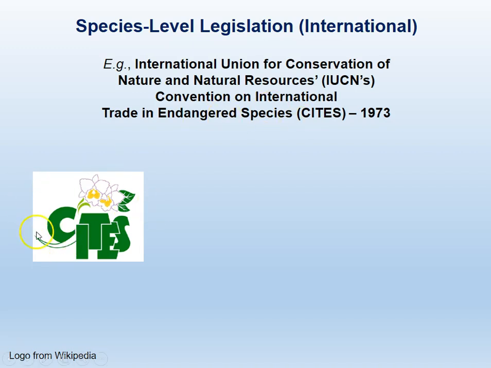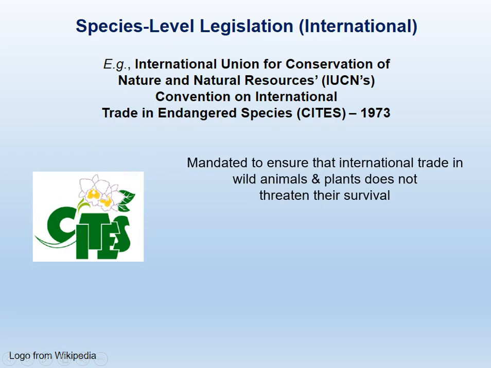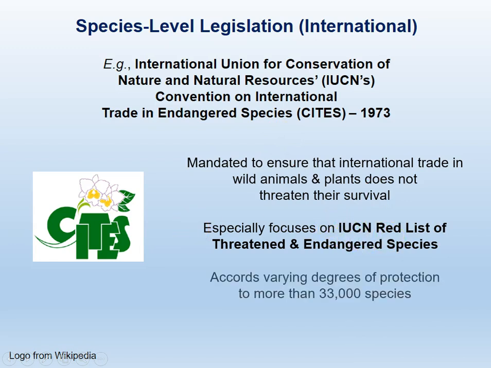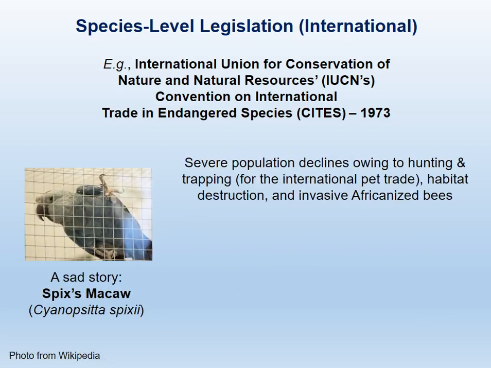CITES, we'll see this again in other chapters, but that's monitoring trade of species. If they are endangered, you can't ship them country to country. And that focuses on the IUCN Red List, the International Union for Conservation of Nature, that you've seen with your endangered species. And over 33,000 species.